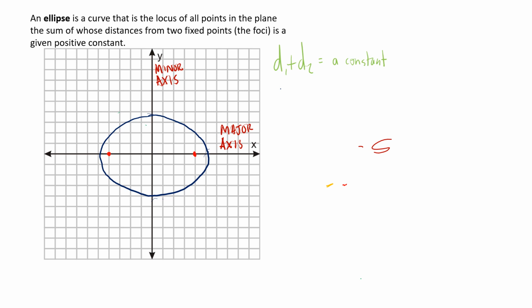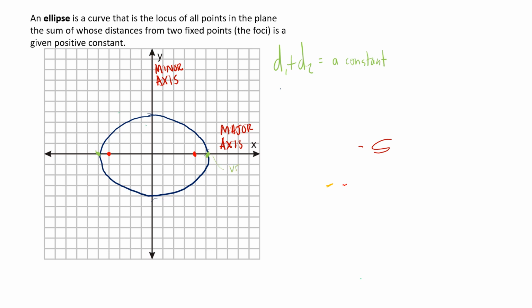That's not the case always. Sometimes ellipses are stretched more vertically. In that case, the longer of the two axes is still the major axis, and it would be the vertical axis. The major axis always has the foci on it. In addition to having the foci on it, it has the vertices on it. So the vertices of an ellipse occur at the end points of the major axis. So these are called vertices.